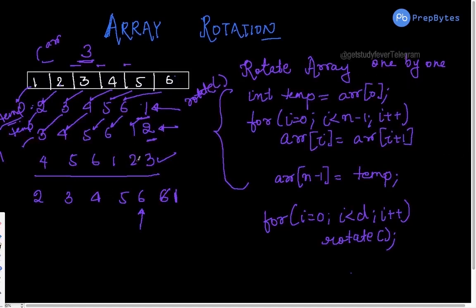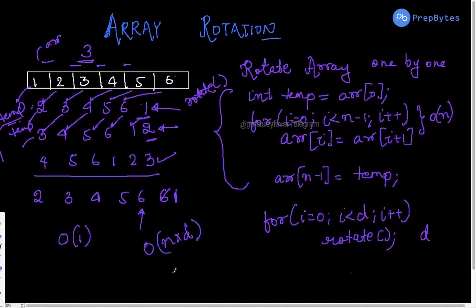So if we see the time and space complexity, the space complexity is constant since we are using just a particular variable. So it is O of 1. And for the time complexity, the time taken to run this particular loop is O of n, and this loop will run how many times? As I said, we'll call this rotate function at least d number of times. So the total number of times the loop runs is n into d, and the total time taken will be O of n into d.